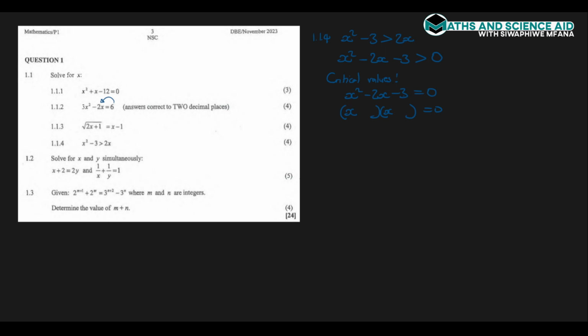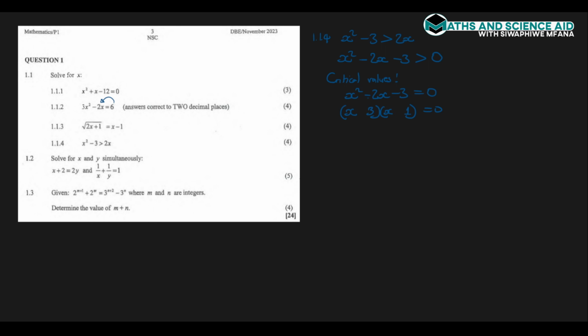And now what are the two factors of 3 that we can multiply together to give us 3? That is obviously 3 and 1. 3 multiplied by 1 is 3. Now we need to consider the sign of 3 here. We see that it is negative. This means that the signs that are going to go into these brackets are going to be opposite.